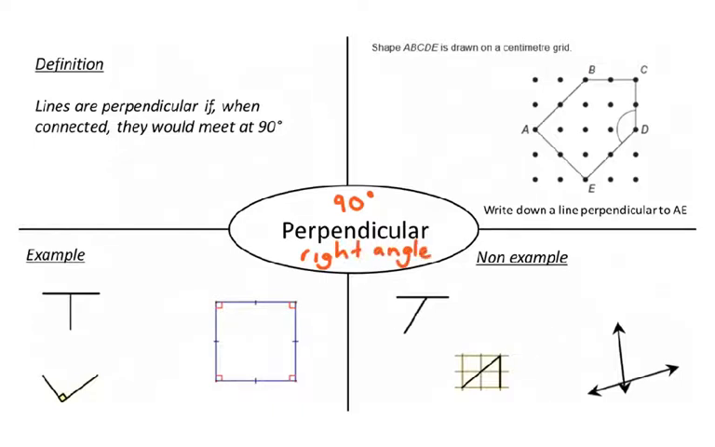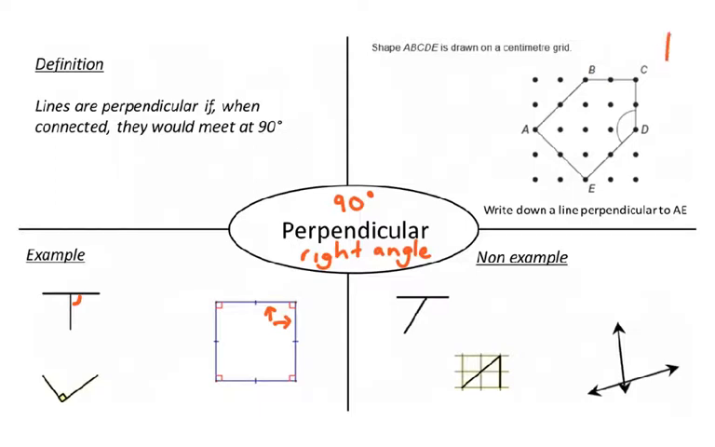Okay, so that's perpendicular lines. Very different to parallel. Parallel don't meet, perpendicular meet at a right angle. Looking at these examples, you can see the T shape, they're meeting at a right angle. This L shape, they're meeting at a right angle. And look in the square, you can see that this side is perpendicular to this side, and you could do that in any corner of the shape. You've got lots of perpendicular lines in there.